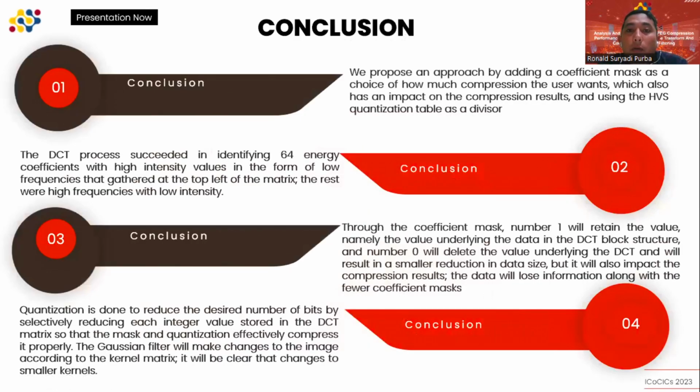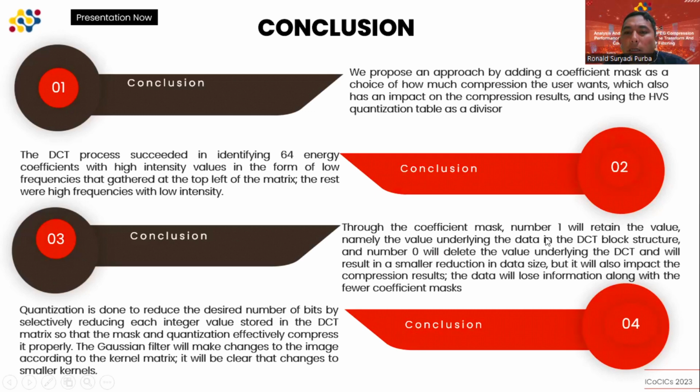Conclusion: we propose adding a coefficient mask as a choice of how much compression the user wants, which also has an impact on the compression result, and using the human visual system quantization table as the divisor. The DCT process succeeded in defining 64 energy coefficients, with high intensity values in the form of low frequency gathered at the top left of the matrix.